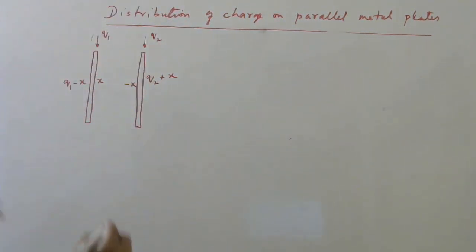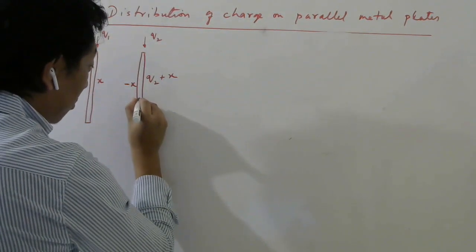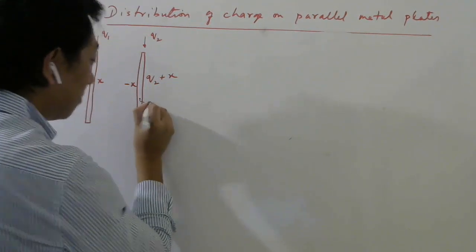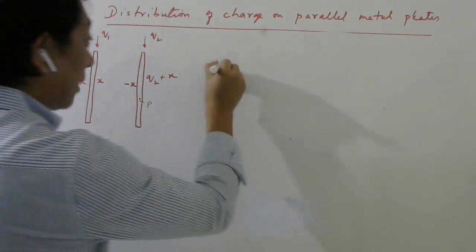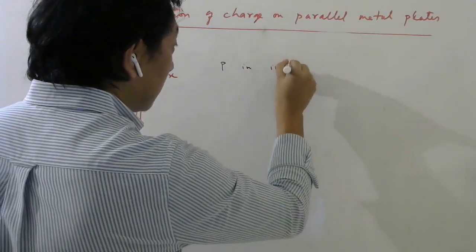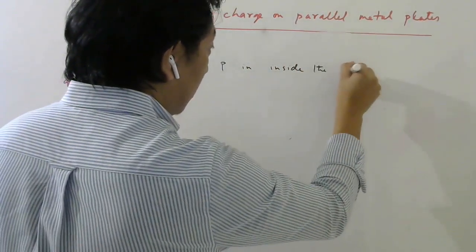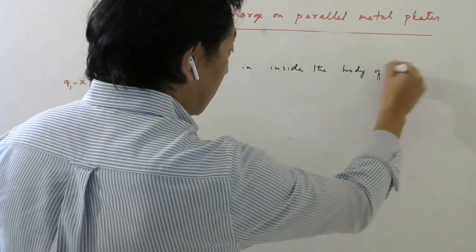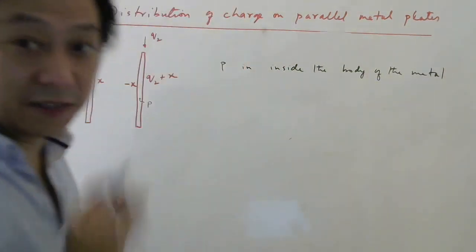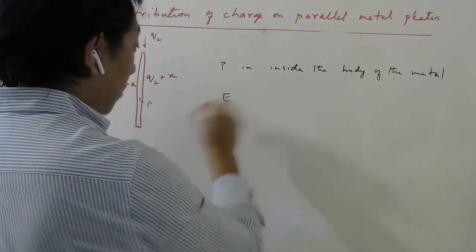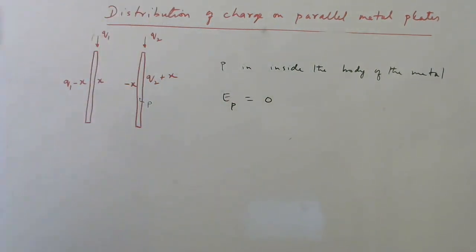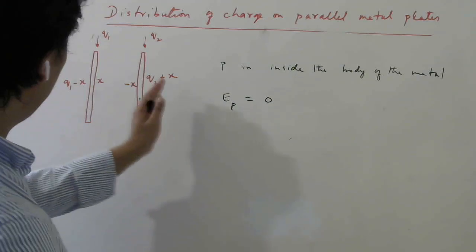So look carefully. Let me take a point here, A. You can take it here also, your wish. Let me call it P. Now where have I taken P? P is inside the body of the conductor, inside the material of the metal. So whatever electric field is there must be 0. Understood? Now let us calculate the electric field here due to these charges.